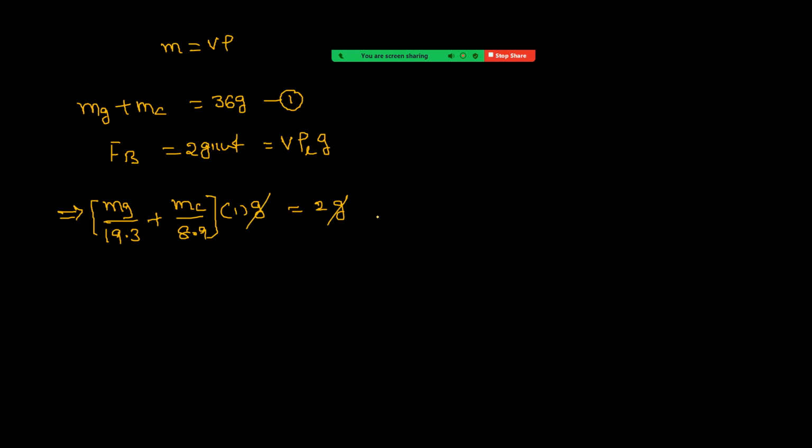Now here, equation 1. This is equation 2. And see the number of unknowns: mass of gold, mass of copper, two unknowns, and we have two equations, right? So by solving equation 1 and equation 2, we are going to get mass of gold and mass of copper. So I hope you can do the calculation. Let us see the next problem.